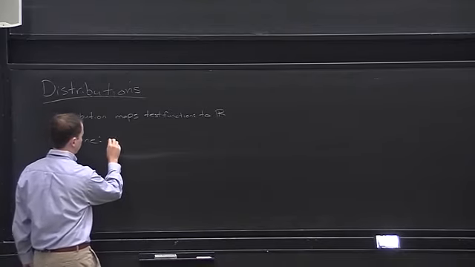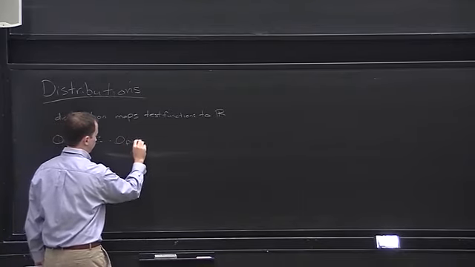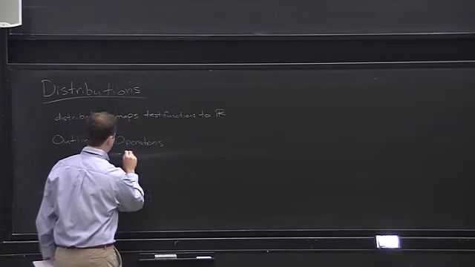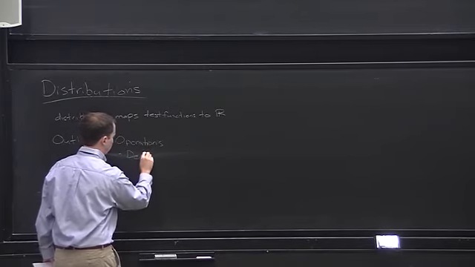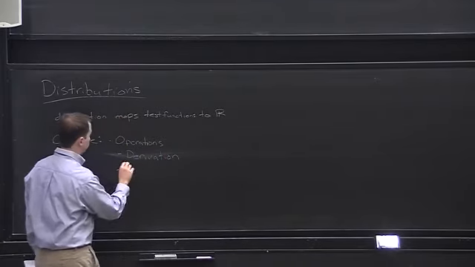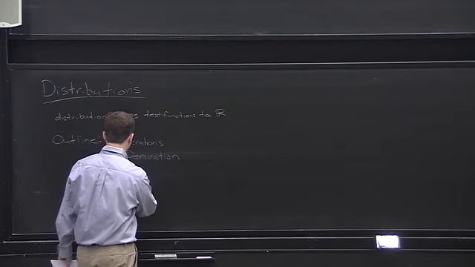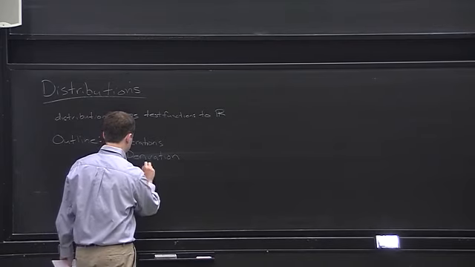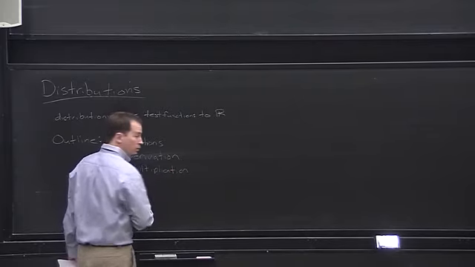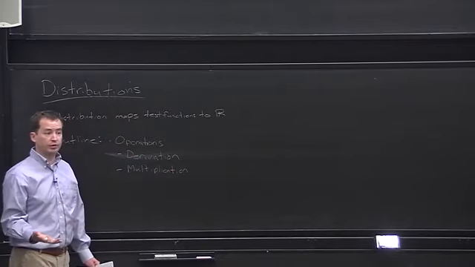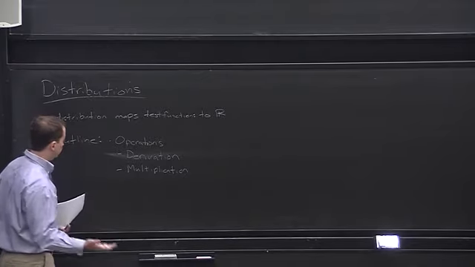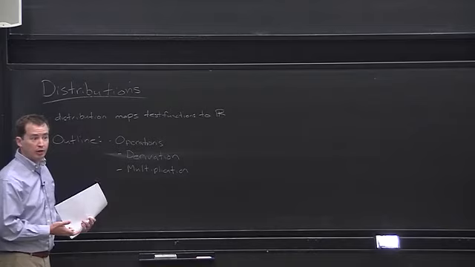In particular, we'll discuss three operations, namely derivation. What's the derivative of a distribution? Multiplication. How can we multiply a distribution with a function? We often want to multiply two functions together, get another function. We'd like to do the same kind of thing with distributions.